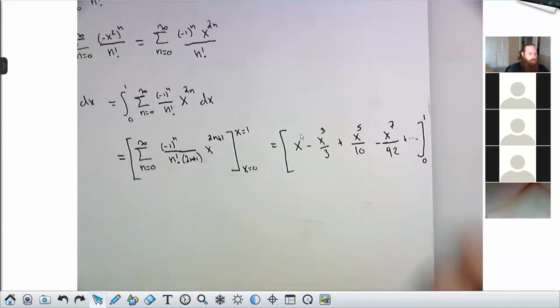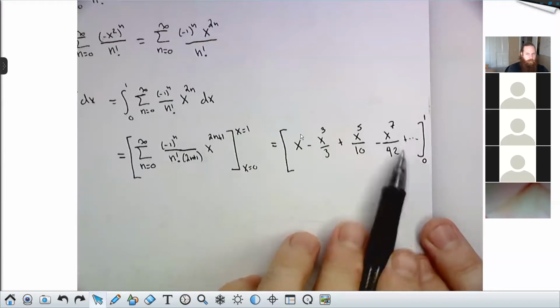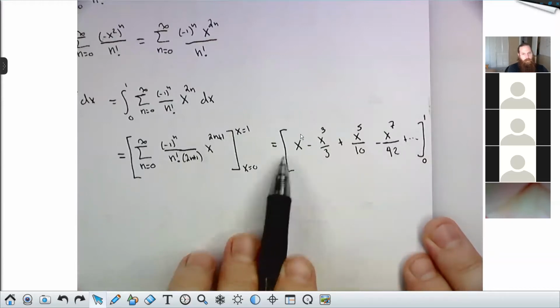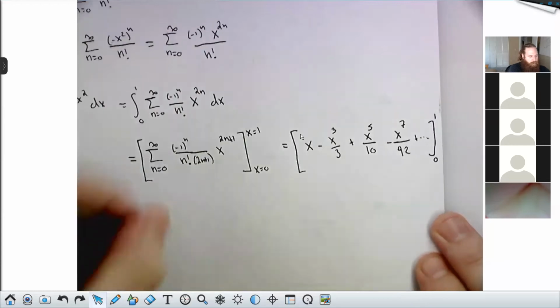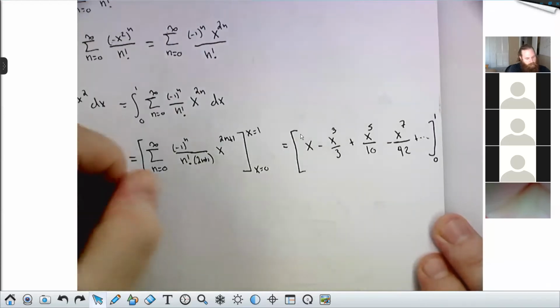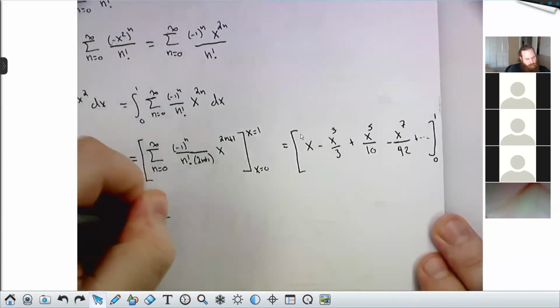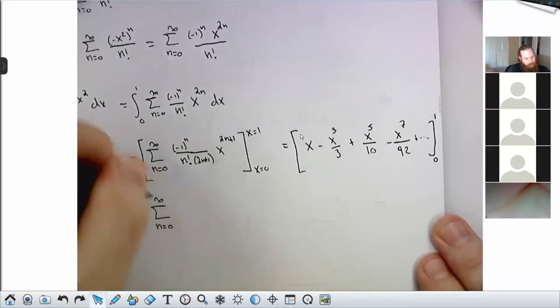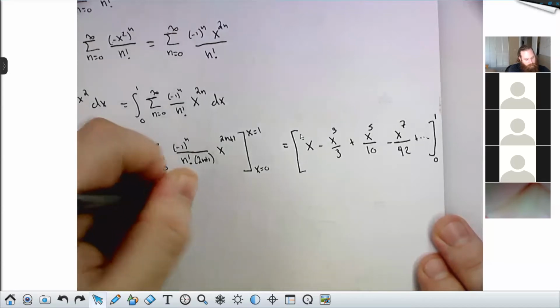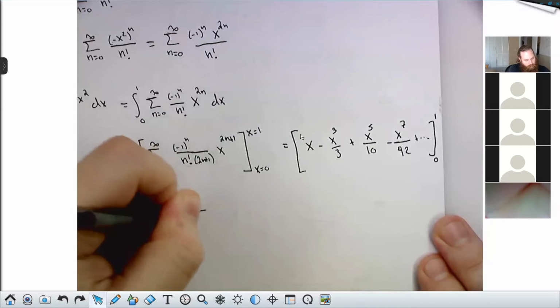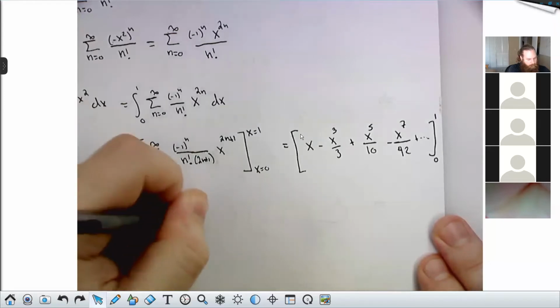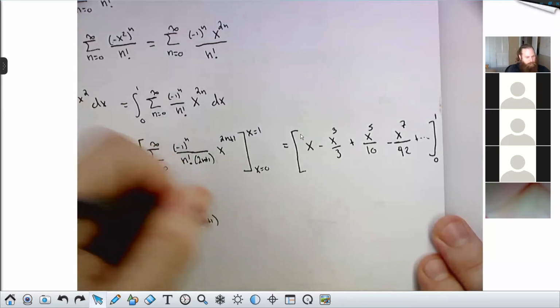So when you plug in 0, the lower bound, you really do get 0 because every term here has an x. So what we get is just what you get when you plug in 1, which is the sum of negative 1 to the n over n factorial times 2n plus 1.